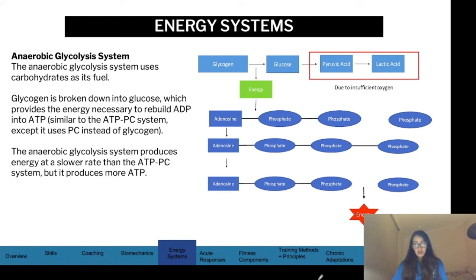So, if we look at this diagram, we can see glycogen is broken down to glucose. So we eat carbs, which enter our body as glycogen. It's broken down to glucose and pyruvic acid, which becomes lactic acid. We have some energy being released. That energy is used to rebuild ADP into ATP. And then once you have that bond, you can snap it and break it and use that energy to power our muscular contractions. Okay?